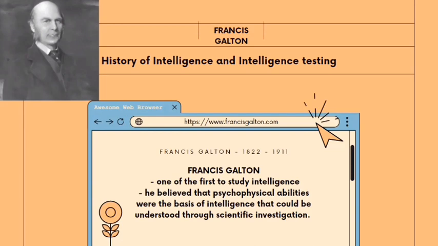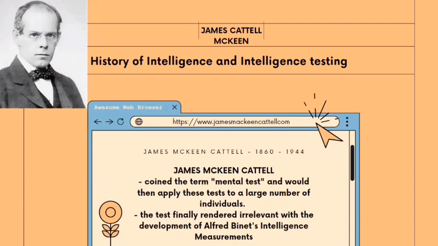Among his many other accomplishments, Sir Francis Galton is remembered as the first person to publish on the heritability of intelligence, thus anticipating later nature-nurture debates. James McKeen Cattell coined the term mental test and would then apply these tests to a larger number of individuals. The test was finally rendered irrelevant with the development of Alfred Binet's intelligence measurements.